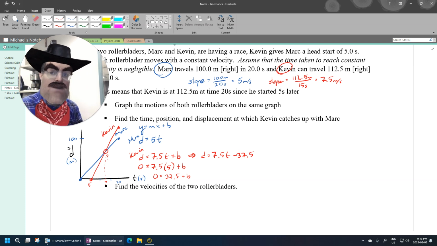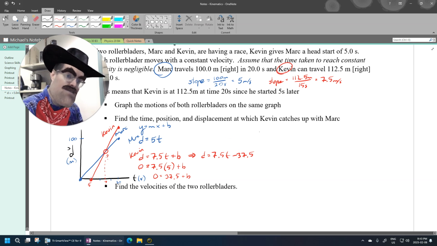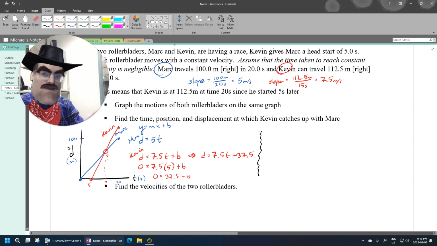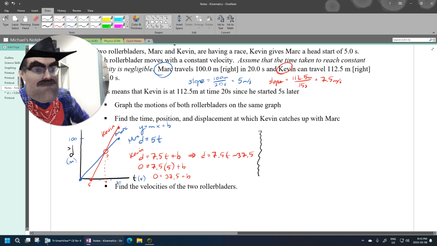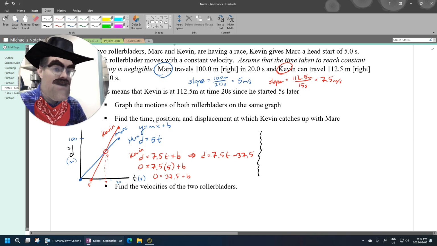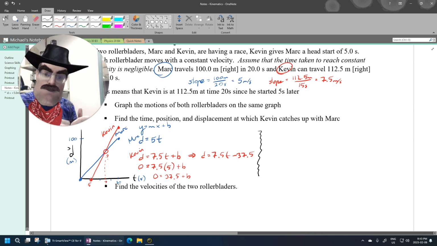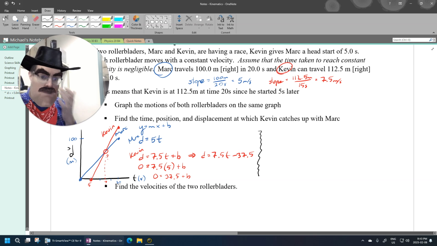Okay, so now we have our two equations. So what we do is we create a system, or we actually have created a system. We've created two variables, d and t. We've created two equations that have the same variables in them. And now what I can do is either do substitution or elimination.